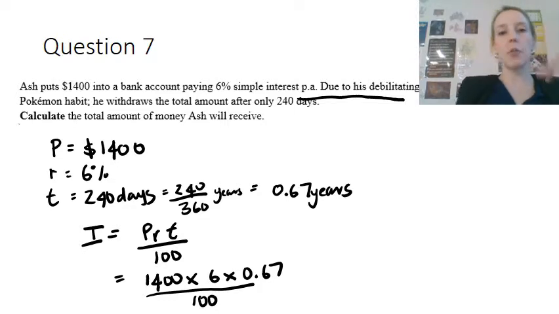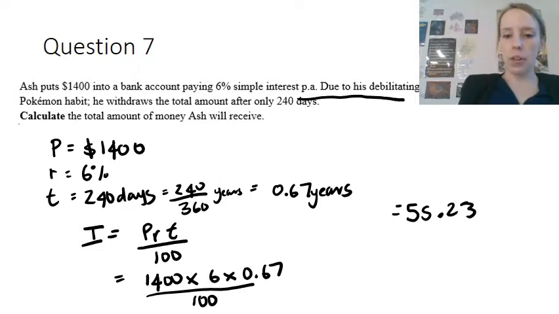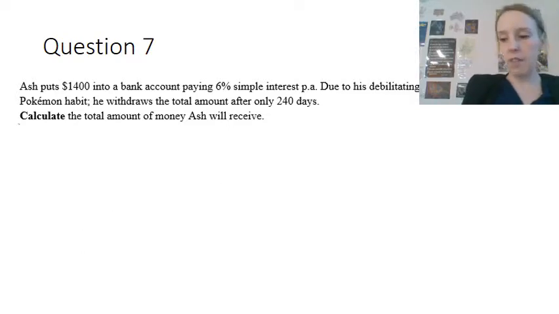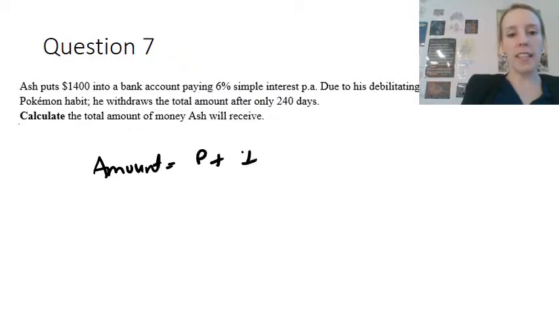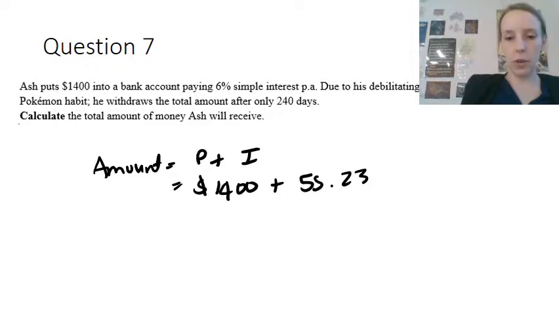Run out of space, you would keep working down the page. If we put all that into our calculator, we'll get 55.23, and that's dollars. So it's $55.23. But that's just our interest. We just calculated the interest, and it says total amount of money. So the total amount of money that he's going to receive is his principal amount plus his interest. So his principal amount was $1,400 and his interest was $55.23.